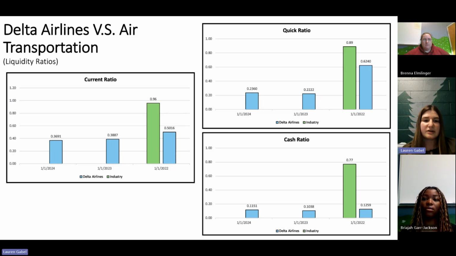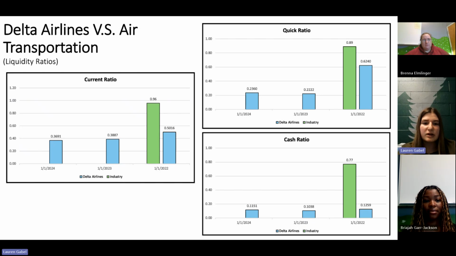So the first graph, current ratio, analyzes the company's ability to pay its current liabilities with the company's current assets. By looking at the graph, you can tell that it's pretty consistent throughout the 3 years when we talk about Delta Airlines. It shows that the company has way more liabilities than assets. For our industry comparison, by also looking at the graph, you can tell that it has a higher current ratio, and overall, the industry is able to pay most of its current liabilities with current assets. So overall, you can see that Delta Airlines is below the industry average.